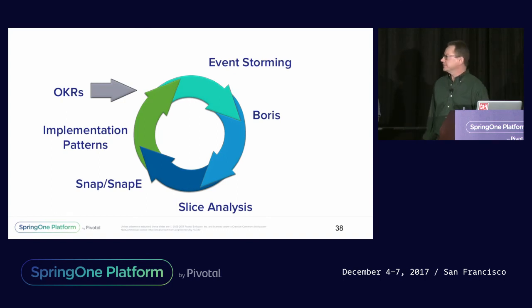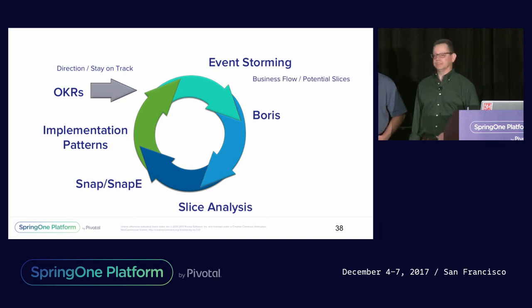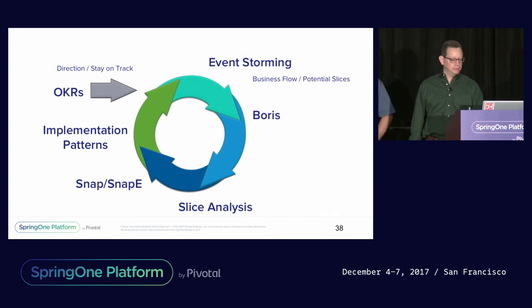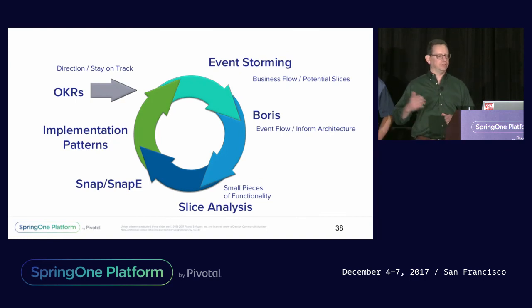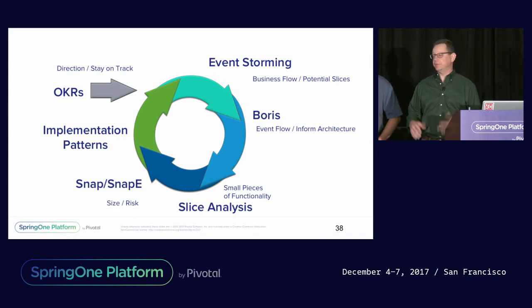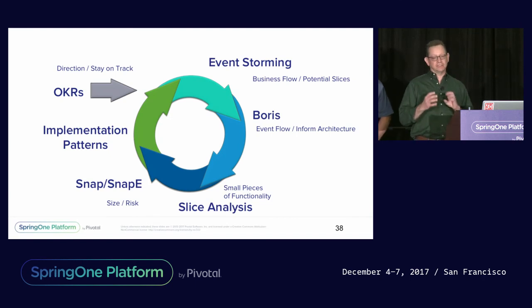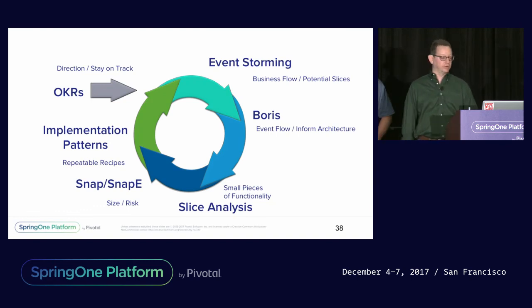So this is our transformation circle. We started with OKRs. OKRs give you direction and help you stay on track. Event storming identifies business flows and potential slices. Boris is used to document the event flow and inform the architecture, how you're going to start building your system. Slice analysis looks at small incremental pieces of functionality that we can put together to build larger systems. Snap and Snappy rapidly identify and measure the size and risk of the subcomponents we're trying to build. And finally, implementation patterns are repeatable processes that we store in a cookbook that we can reuse over and over again.